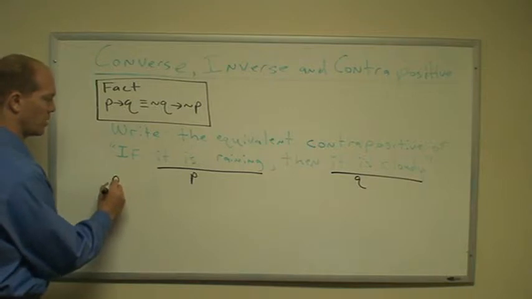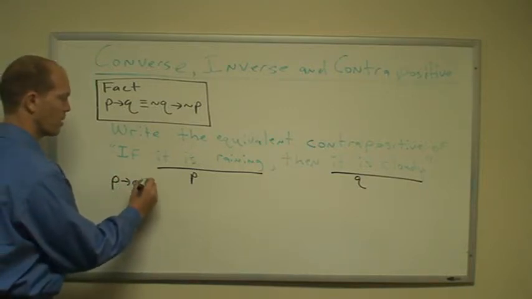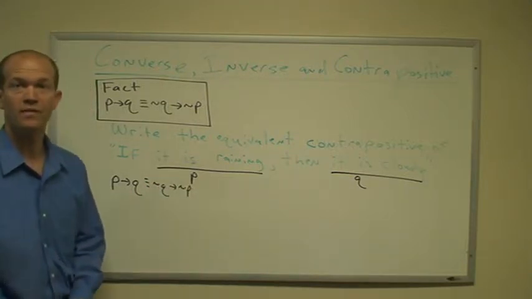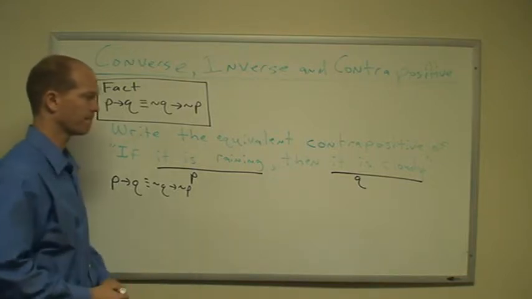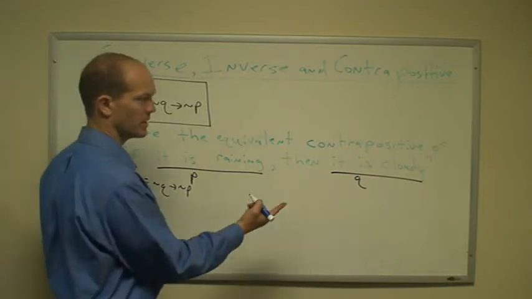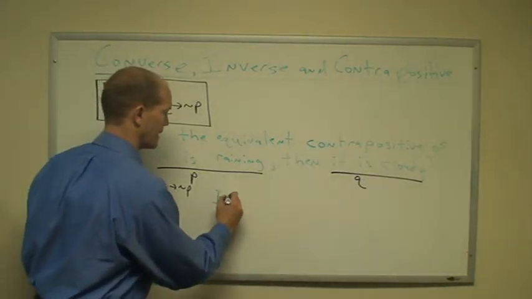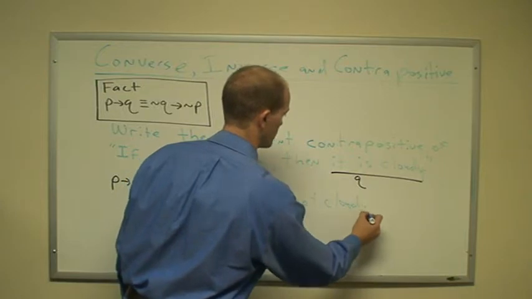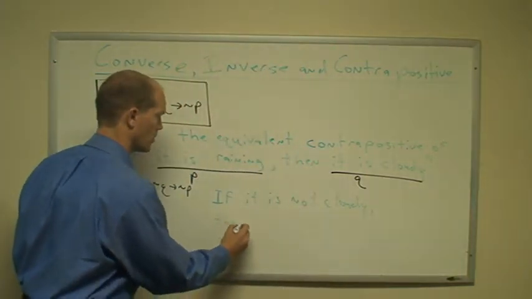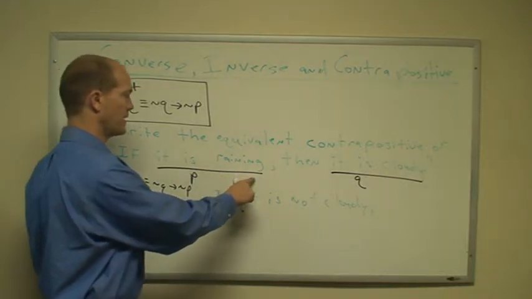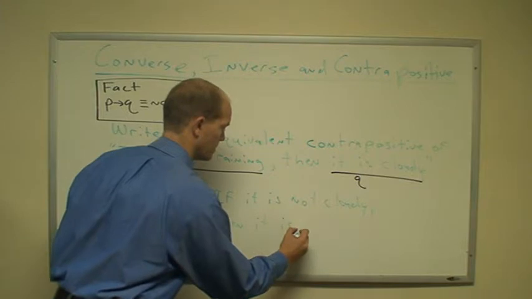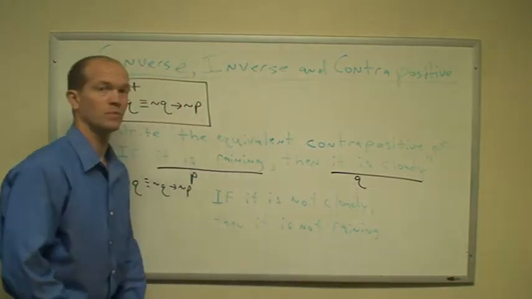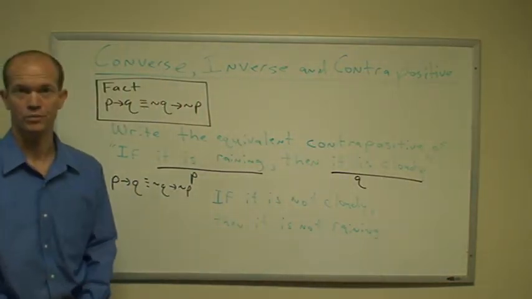So the original statement could be written in symbols as if P then Q, which I know is equivalent to if not Q, then not P. So the equivalent contrapositive will be of the form if not Q, then not P. Not Q should be it is not cloudy, so I should write this as, if it is not cloudy, then not P, the negation of it is raining, it is not raining. And that would be an equivalent contrapositive statement to the original.